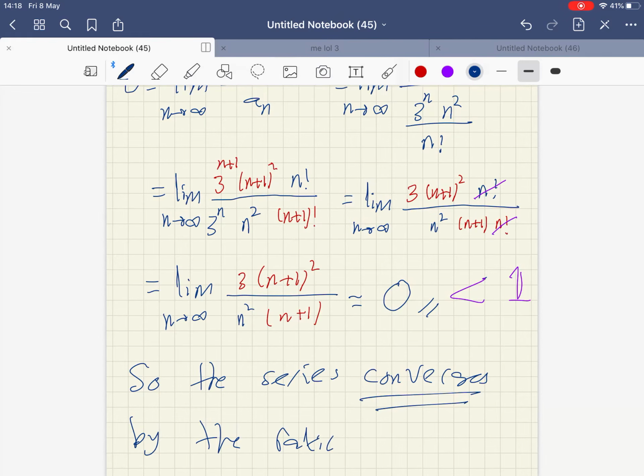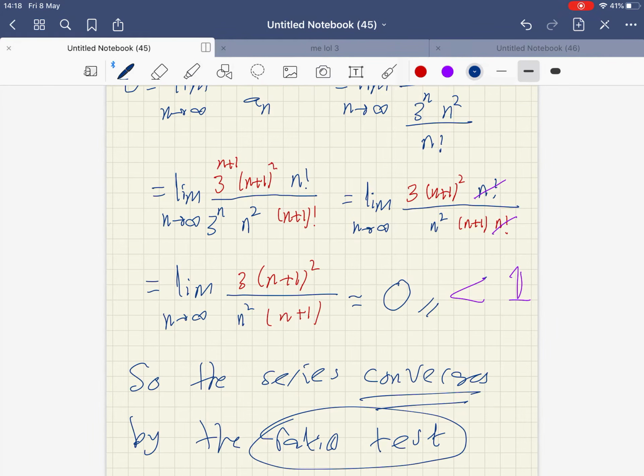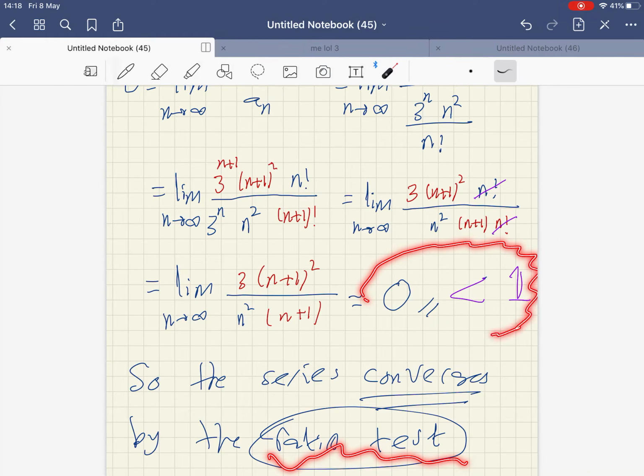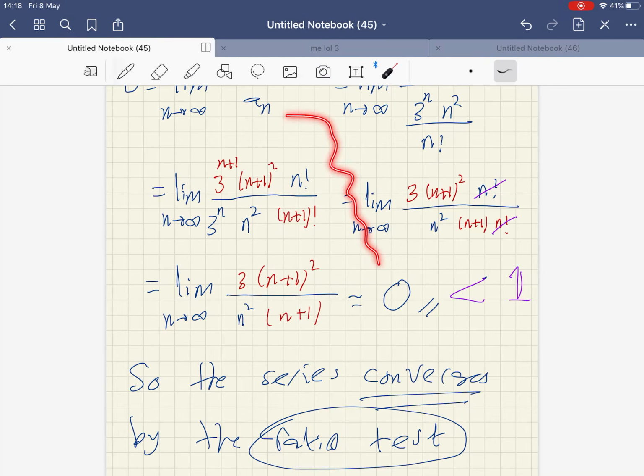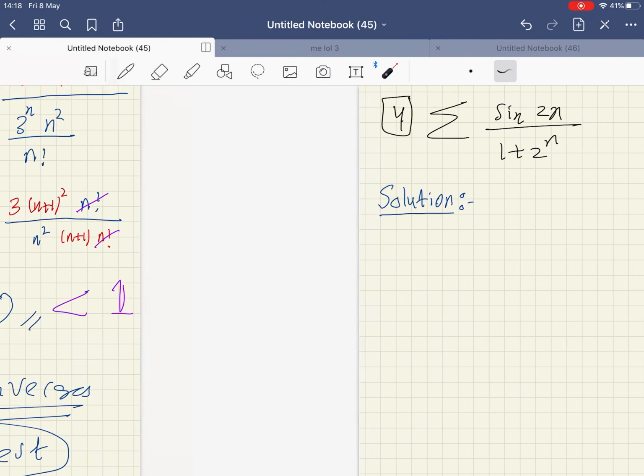You need to remember to write the reason. You cannot just say converges or diverges. You need to write the name of the test, the ratio test, and you need to explain the reason. How did you apply the ratio test? You apply it by finding the limit of a_(n+1) over a_n, and you get the answer 0, and then you compare 0 with the number 1. So you have to explain all those steps.